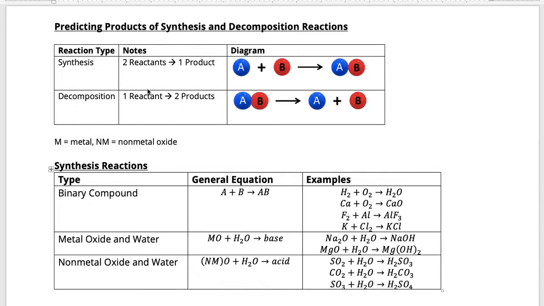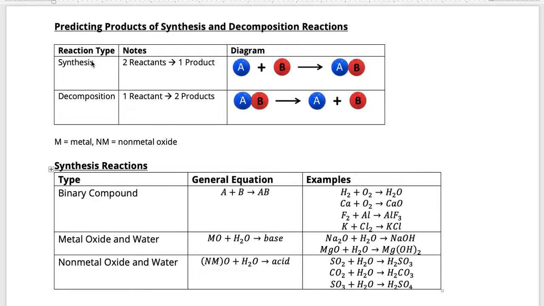Today we're going to be looking at synthesis and decomposition reactions. So the main purpose here today is to predict the products. We're going to be given the reactants, and we always want to determine what reaction type we have. And then from there, depending on what type of synthesis or decomposition reaction, we will predict what kind of products will form.